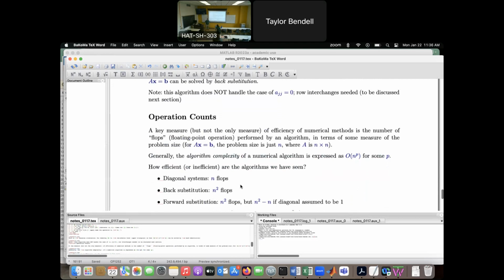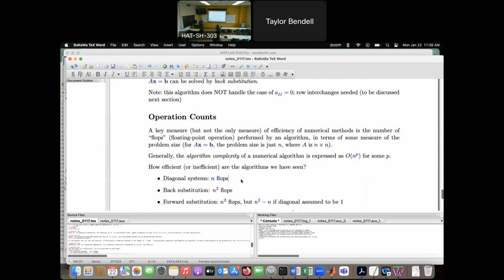Okay. For the simple systems that I covered last time, how to solve a system of linear equations when the matrix is diagonal or upper or lower triangular: if you're solving a diagonal system, it's only n operations, n divisions, and you're done. With back substitution, the matrix is upper triangular, so there's somewhat more work to do, and it turned out to be exactly n squared operations.